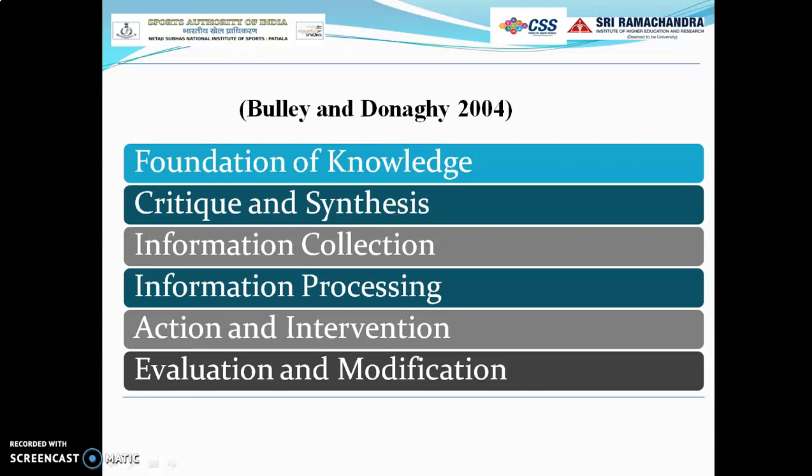What do we mean by foundation of knowledge? The foundation of knowledge means that the sports physiotherapist demonstrates the ability to recognize sports-specific demands. The demands of sports vary from one sport to another. So we'll be able to demonstrate the ability to recognize sport-specific demands and their potential effects on healing as well as the pain process. That's called foundation of knowledge.